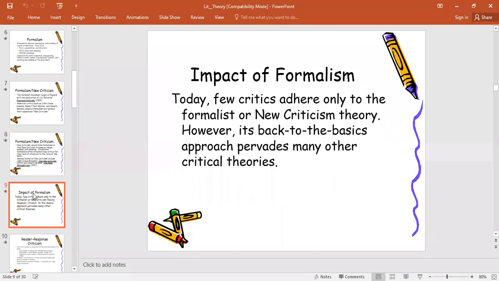Impact of formalism. Today, few critics follow only formalism or new criticism theory. However, its back-to-the-basics approach pervades many other critical theories. So in today's world, there is also impact of formalism, and we have other critics as well who always follow the basic approach of new criticism.